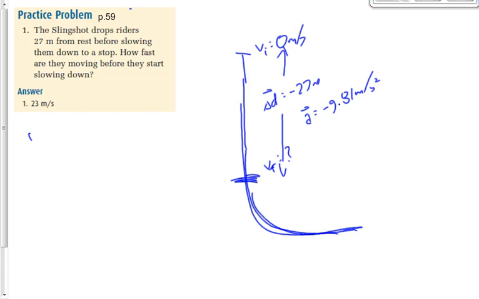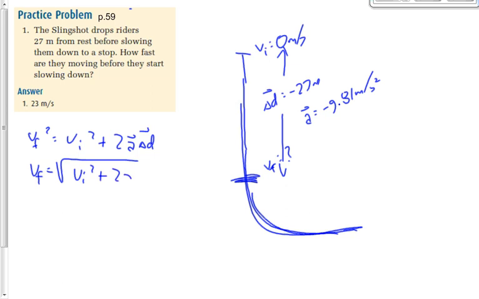Let's use this one. VF squared is equal to VI squared plus 2AD. VF is an easy one to find. It's the square root of this. VI is 0 because it starts at rest. This is especially easy to rearrange, at least.